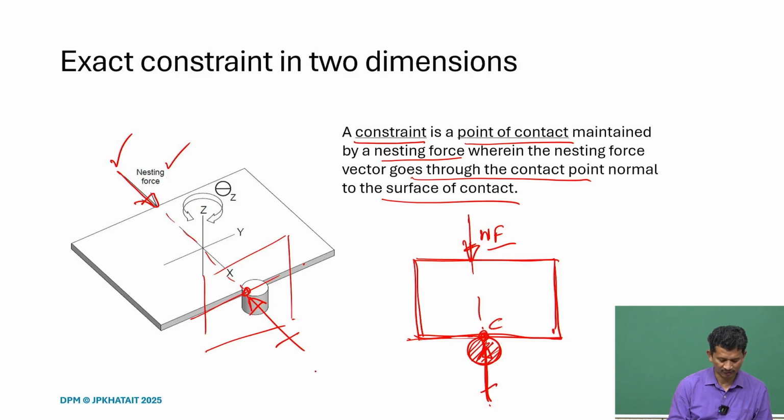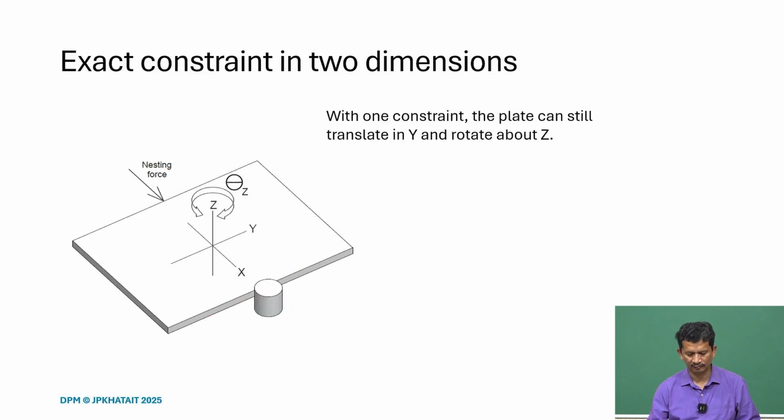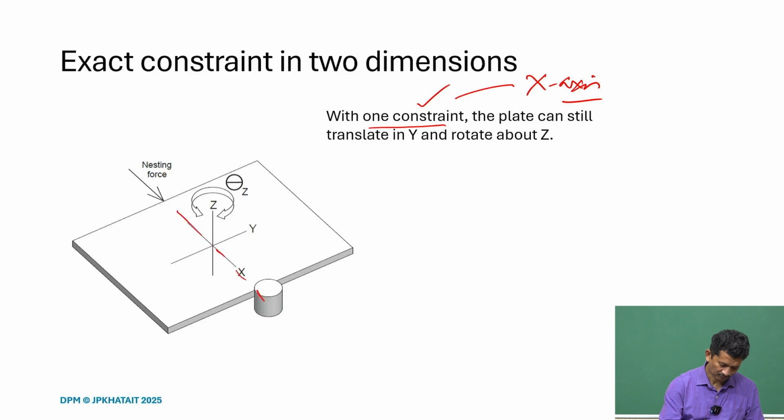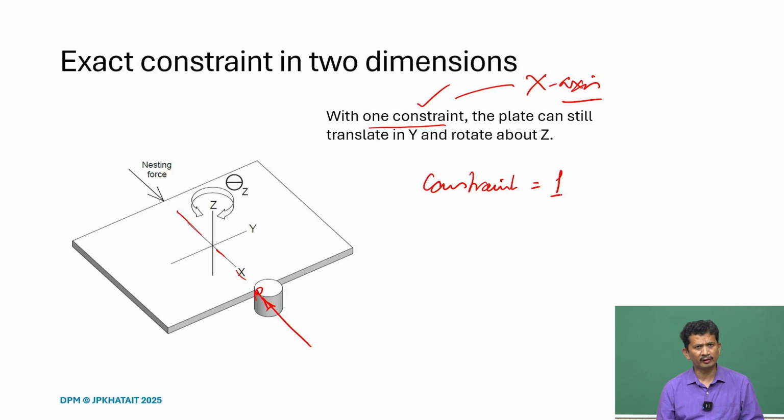In this case, if it is the x direction, it is a constraint along the x direction. So, it cannot move along x. So, with one constraint, this one constraint in this case is along the x axis. It cannot move along the x direction as long as the contact is there. So, the number of constraints is 1.